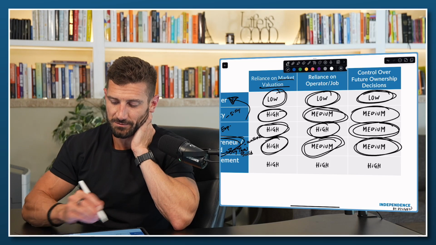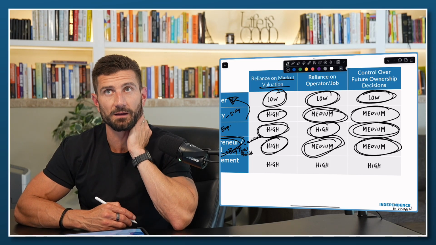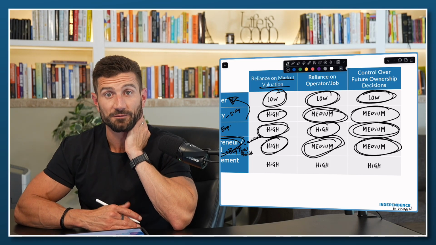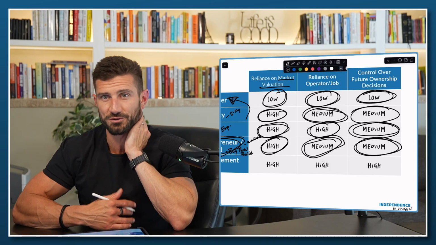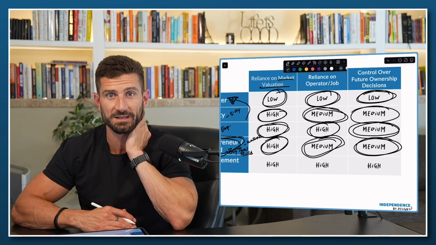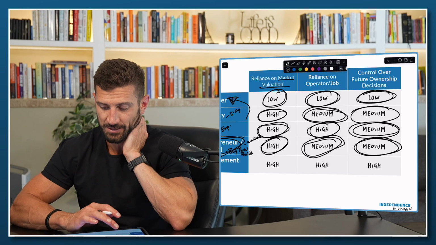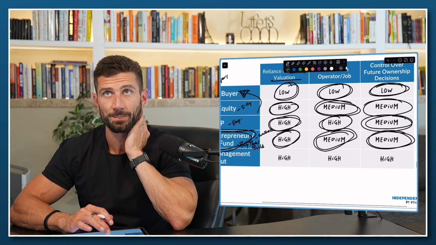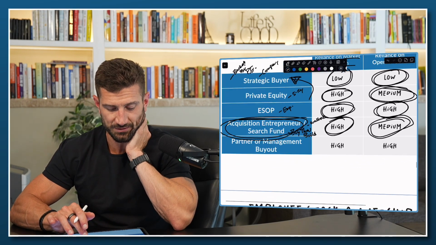You have medium control, because it depends on the percentage of the buyout. If it's 100%, you don't have any control. If you have partial, you might have some say in it, but a lot of times it's the majority buy, which means you're reducing your control over the ownership decisions.